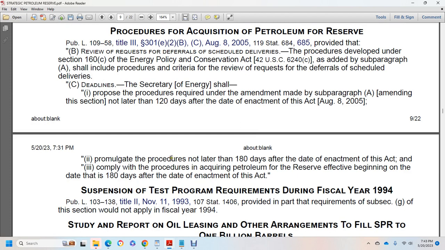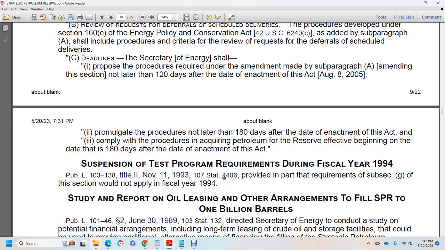2. The Secretary shall promulgate the procedure no later than 180 days after the enactment of this Act. Comply with the procedures for acquiring petroleum for the reserve, effective beginning 180 days after the enactment of this Act.